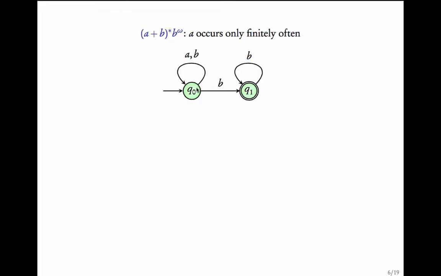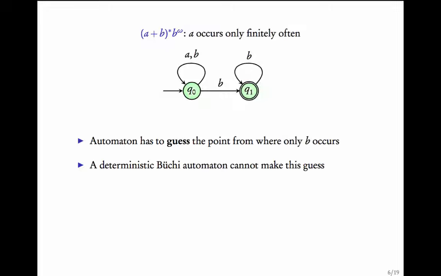Here there is non-determinism because from Q0 you can take either B or you can take this transition or this transition. This transition is when you expect to see some more A's, and you take this transition when you know that you will not be able to see any more A's. This is what is written. If you take a word in this language, there will be one run which correctly guesses the point from where only B occurs, and from there you will see only Q1.